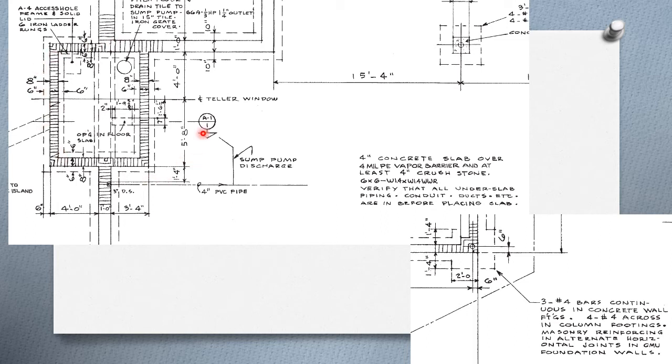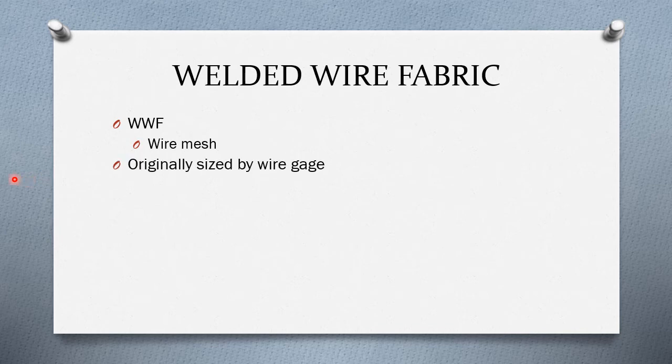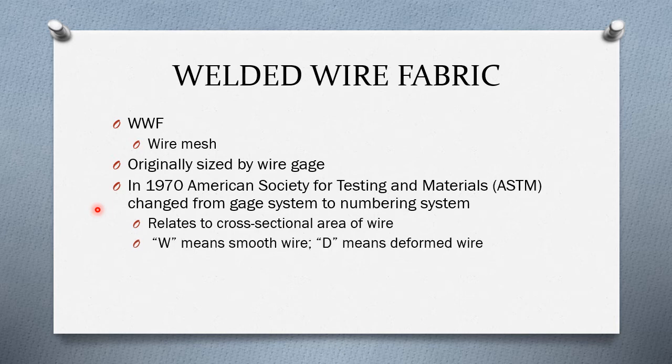Again, we want to make sure all our things underground are in place before we start covering it over with concrete. A little bit about welded wire fabric. It is sometimes referred to as wire mesh. Originally, it was measured or designated by the gauge of the wire, such as 12 gauge wire. In 1970, ASTM changed to a numbering system that relates to the cross-sectional area of the wire. So a W means it's smooth wire.